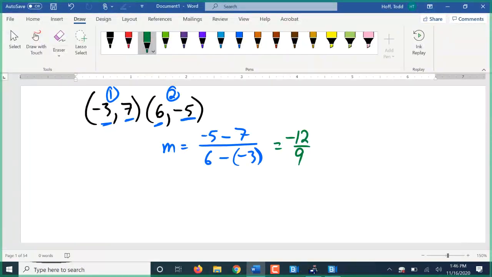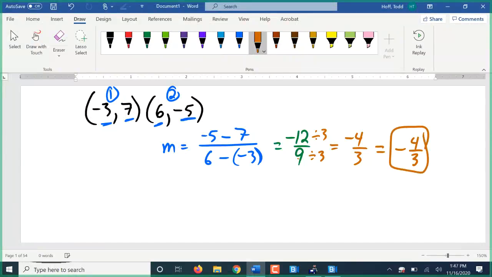Now, -12 and +9 can both divide by 3. -12 divided by 3 is a -4. 9 divided by 3 is 3. Now remember, we warned, we never turn a slope into a mixed number. It'll always stay as an improper fraction. However, we can move the negative out front to make that a -4/3 slope. Or we could leave it with the top if we wanted to. It really doesn't matter which.